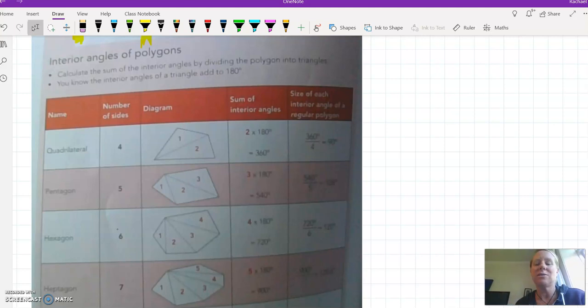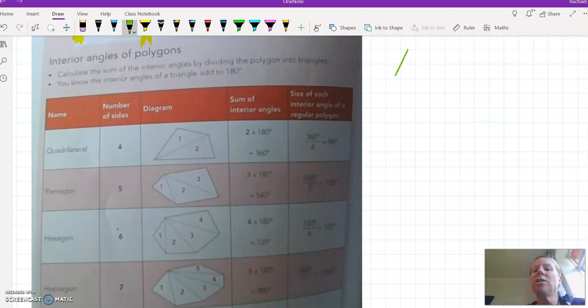So I'm mainly making this video for the benefit of those that weren't in TNA last year, or if you're away when it was taught or you don't remember, whatever. So interior angles, we are working out how much those angles inside a polygon add up to.